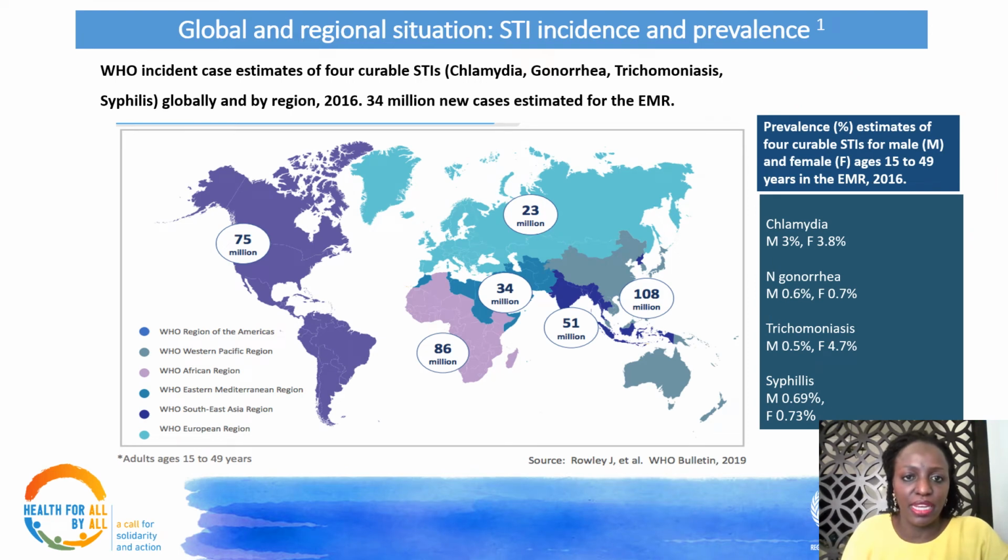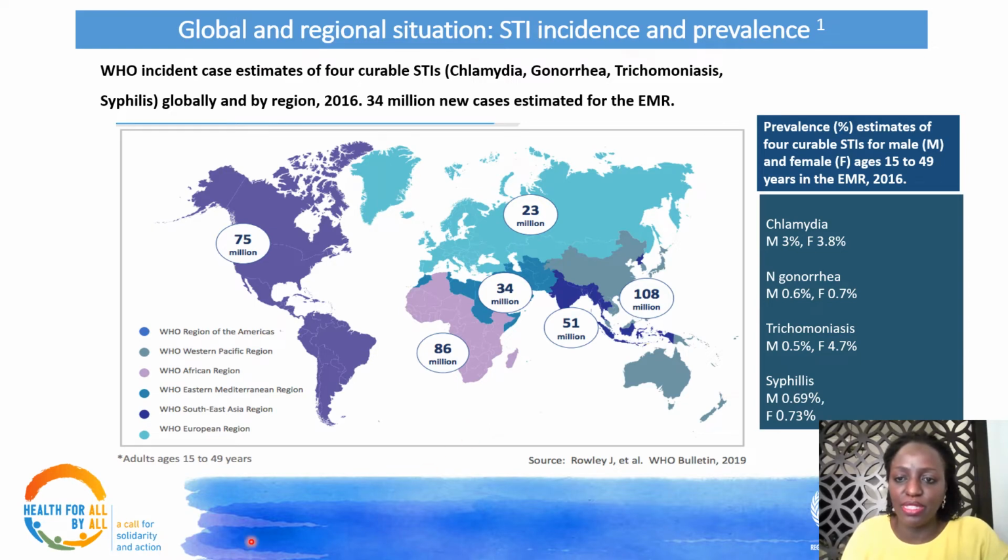On the first slide, we look at the global and regional situation, specifically looking at STI incidence and prevalence estimates. So in terms of the WHO incident case estimates for 4 curable STIs globally and by region, you'll see on this map that for the Eastern Mediterranean region, 34 million new cases are estimated as of the 2016 estimates.